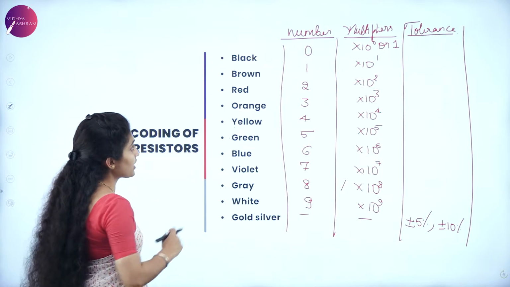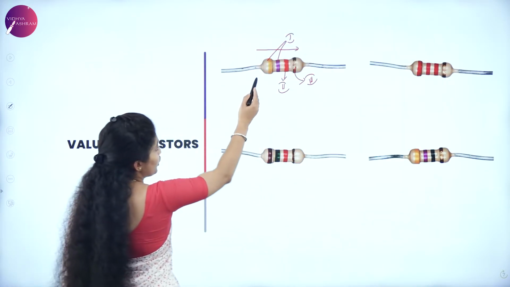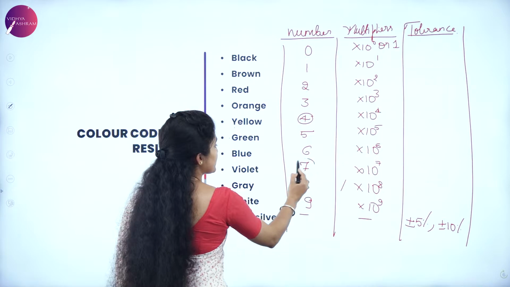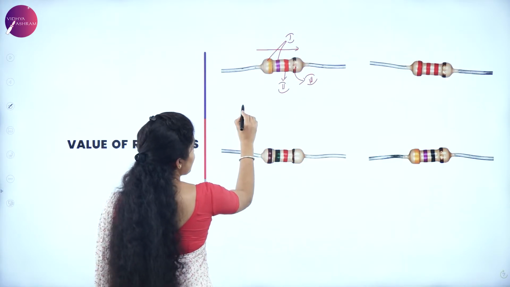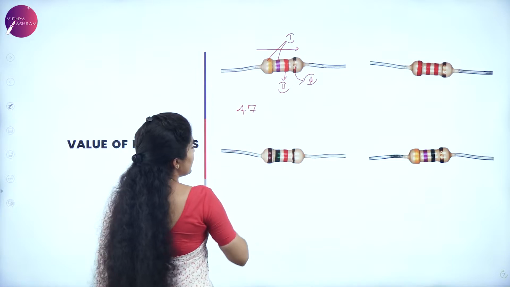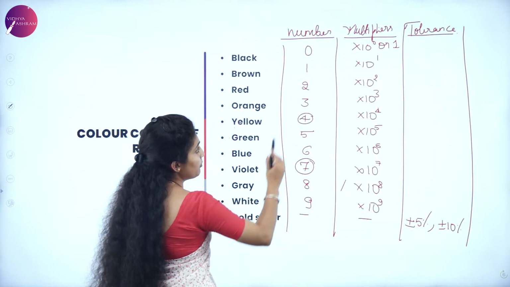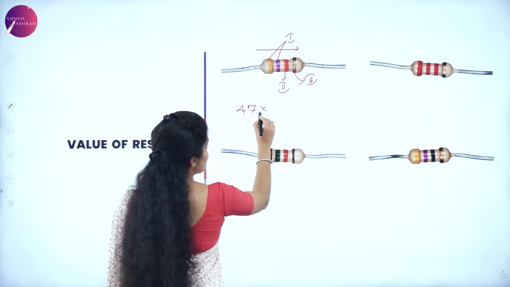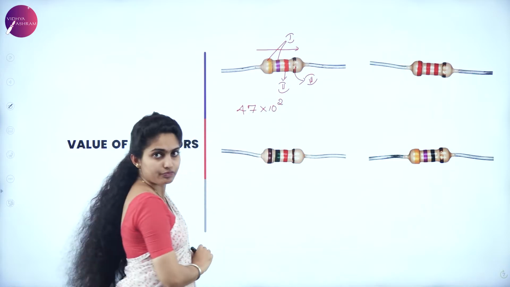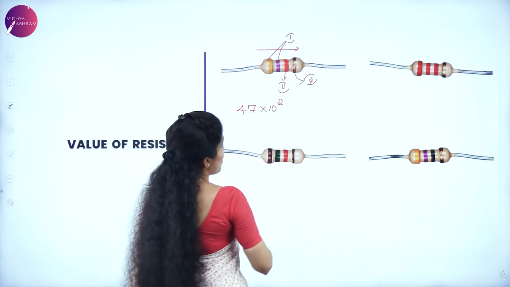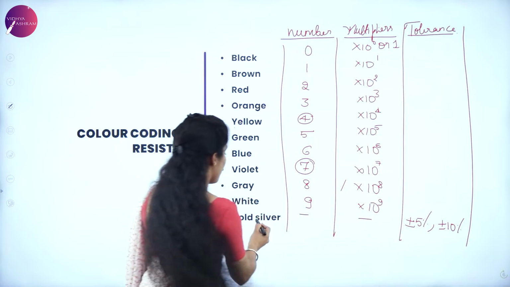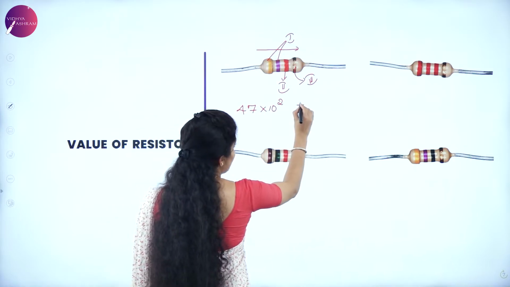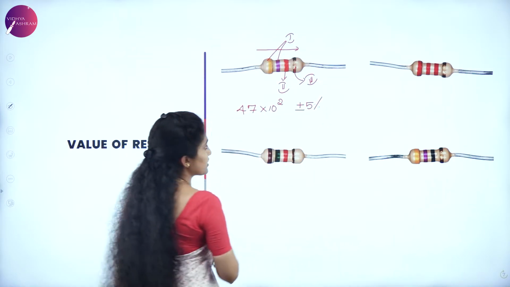So now let us take, first was your yellow, violet. Yellow is 4, violet is 7. So just write the same, 4 and 7. Now we are checking for the red in the second column. Red color in the second column is into 10 to the power of 2. So you can write into 10 to the power of 2. Okay, and gold color is nothing but the tolerance. For gold, it is plus or minus 5%. So I can write plus or minus 5% is the tolerance.